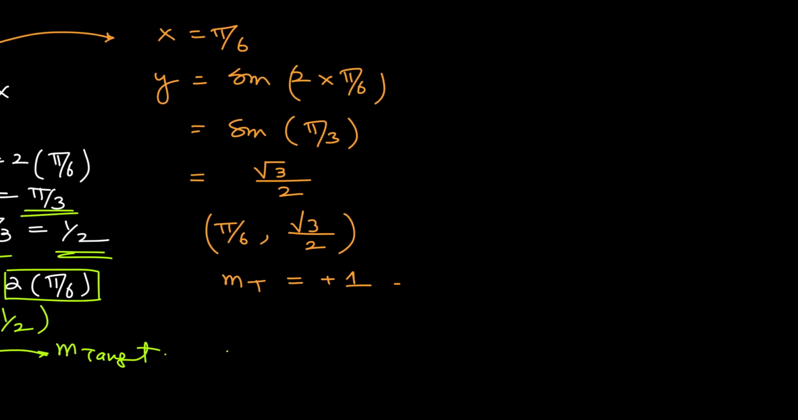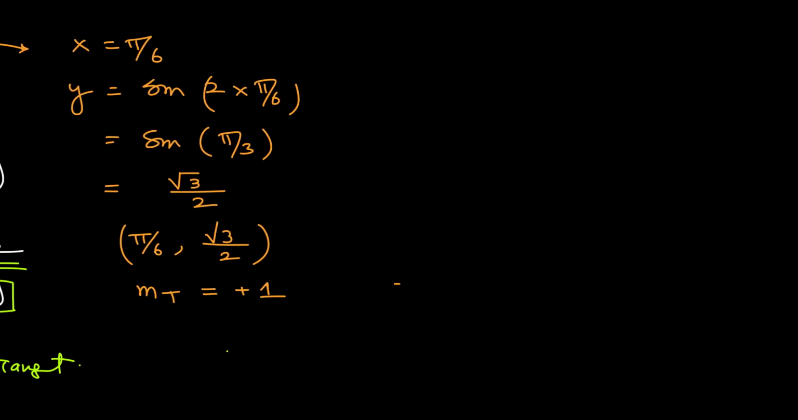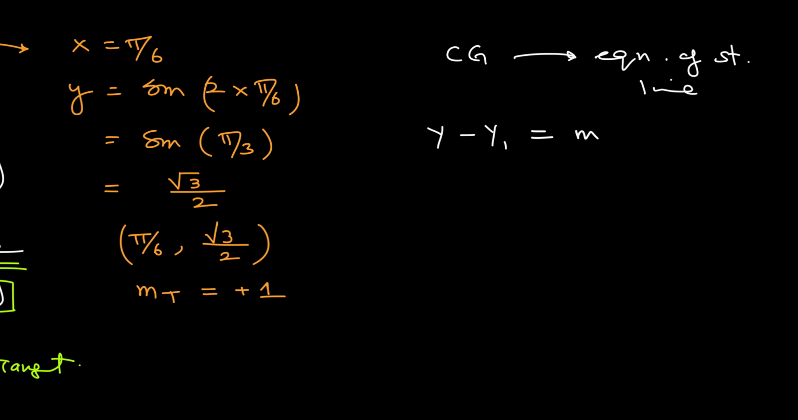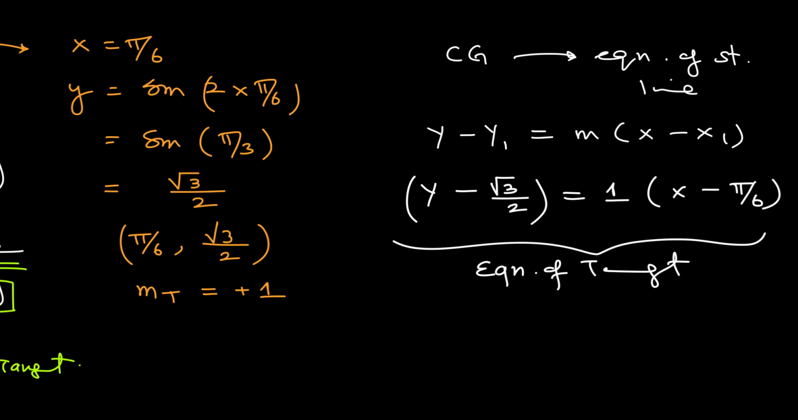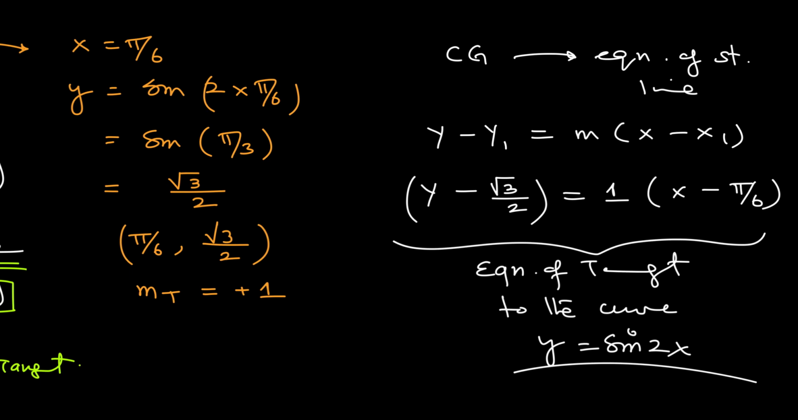So now we will apply the concept of coordinate geometry to find the equation of a straight line. The tangent is a straight line. y minus y1 equals m times x minus x1. y minus root 3 over 2 equals 1 times x minus pi by 6. Leave the answer in this form. That is the equation of the tangent to the curve y equals sine of 2x. That is the first question that we have done.